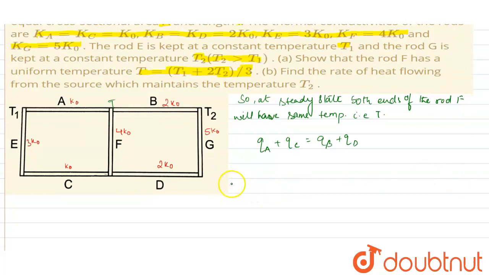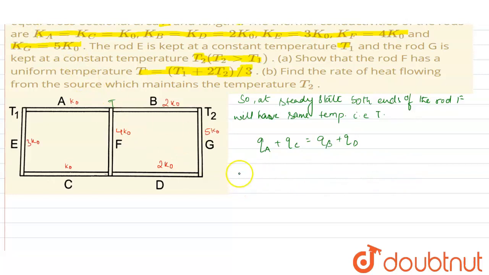Now writing down the equation for this, we get Ka times area into the change in temperature, T1 minus T, divided by the length, plus Kc into area into T1 minus T upon length, will be equal to Kb into area into T2 minus T divided by, sorry, we have written the wrong equation over here, it will not be T1 minus T, it will be T minus T1. So writing it down again.